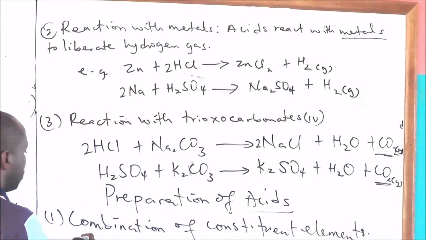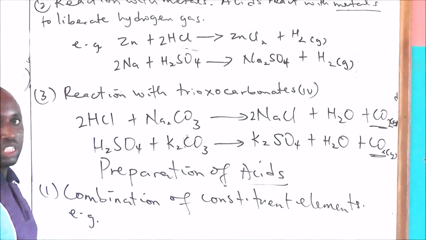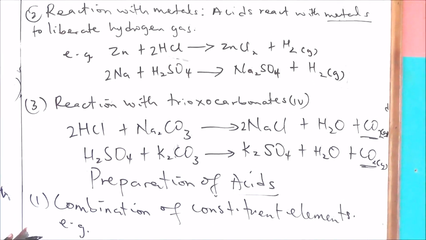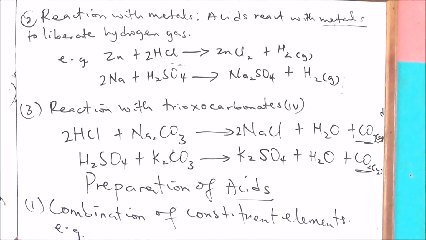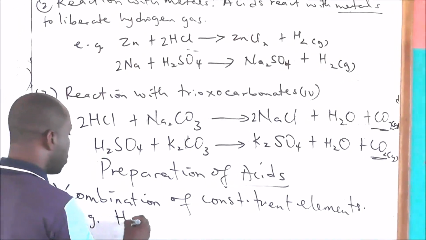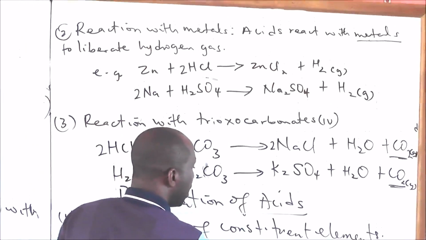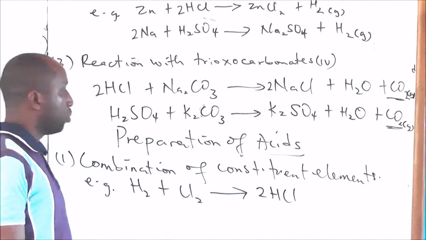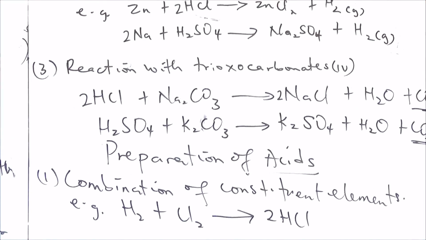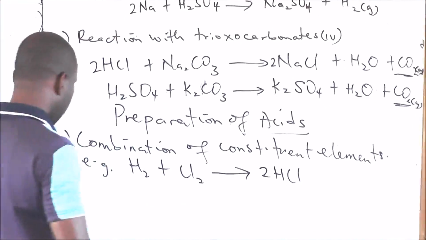For example, look at the hydrogen chloride that we have here. The two elements present in that acid are hydrogen gas and the what? Chlorine gas. So I can combine the two elements together, and when I combine them, I'll get my hydrochloric acid. So that's combination of constituent elements. You can prepare your acid through that method.